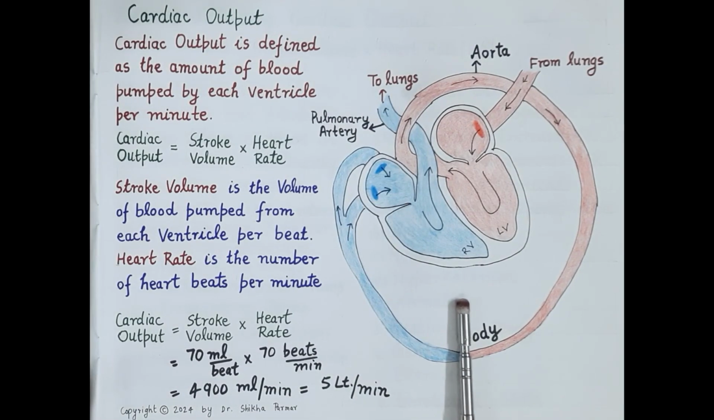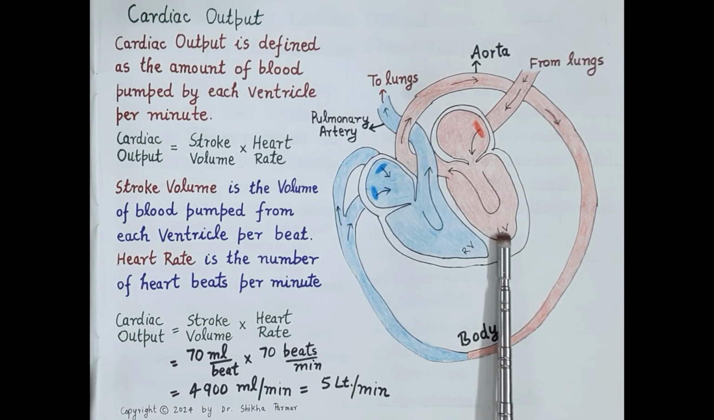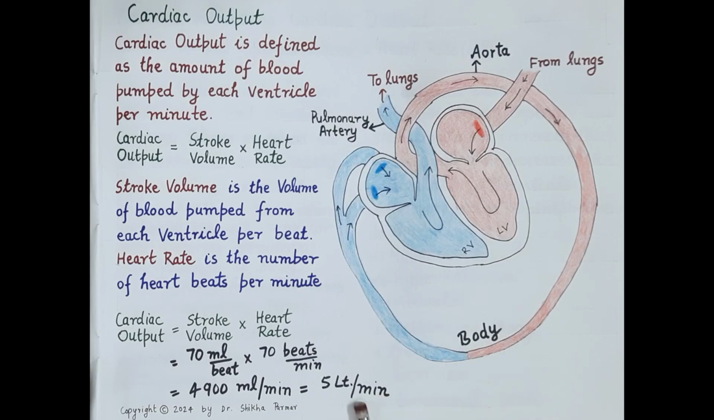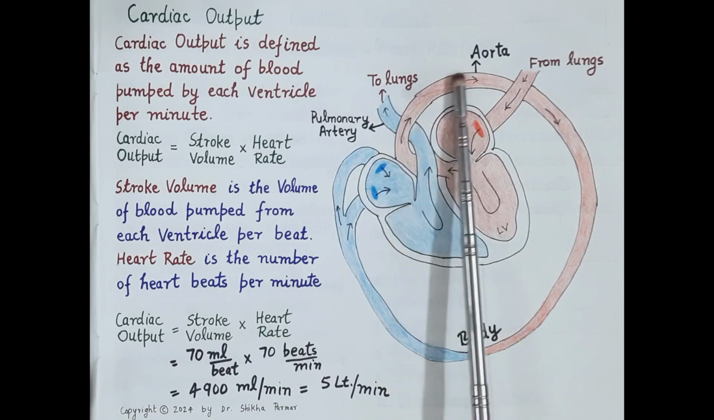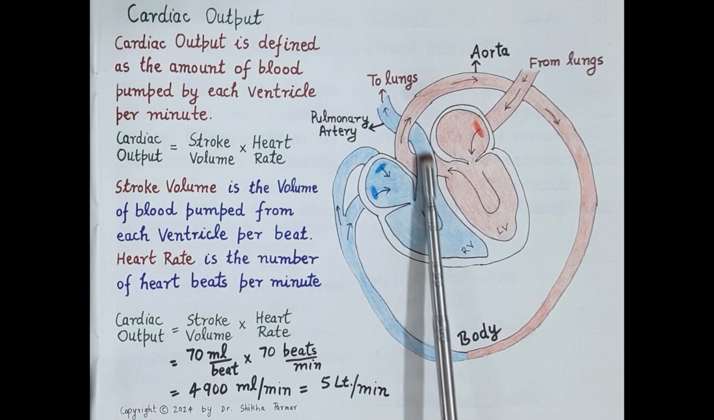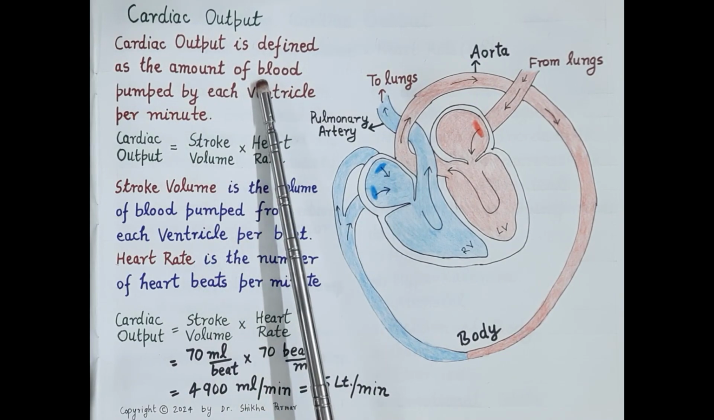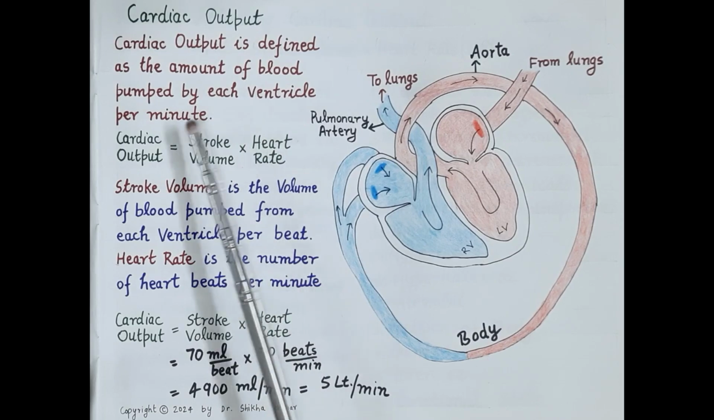Now let's understand what is cardiac output. Cardiac refers to the heart, and output is the amount of blood that is pumped out by each ventricle per minute. Cardiac output at rest is normally 5 liters per minute. So we can say that around 5 liters of blood is pumped by the left ventricle into the aorta per minute. Similarly, around 5 liters of blood is pumped by the right ventricle into the pulmonary arteries per minute. So cardiac output is defined as the amount of blood pumped by each ventricle per minute.